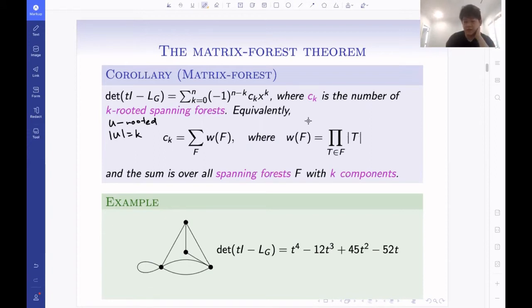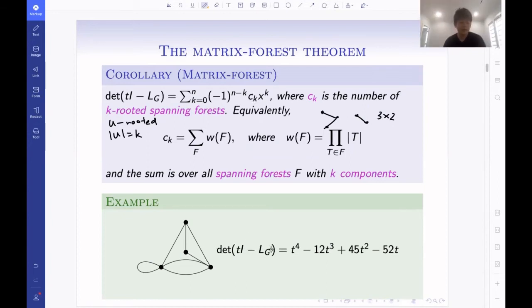All right, so if I had this spanning forest of some graph, to make a choice of roots, I need to pick one of 3 vertices for my root of this component and one of 2 vertices as my root for this component. So the weight of this forest would just be 3 times 2, and that would be its contribution to this coefficient c_k.